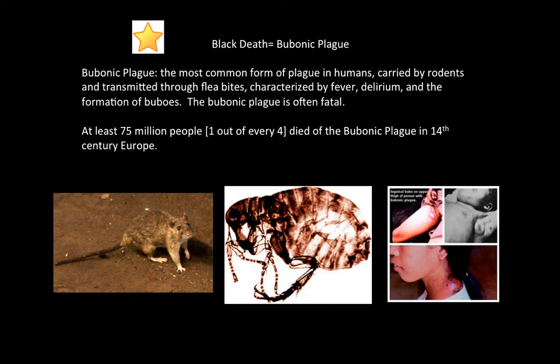The disease is characterized by fever, delirium, and the formation of buboes, which is where the name bubonic plague originates. Buboes are large, swollen, circular, well, here, this is a bubo right here, and here. The bubonic plague is often fatal, and in 14th century Europe, 1 out of every 4, which is to say 75 million people, or 25% of the population, is estimated to have died of the bubonic plague.